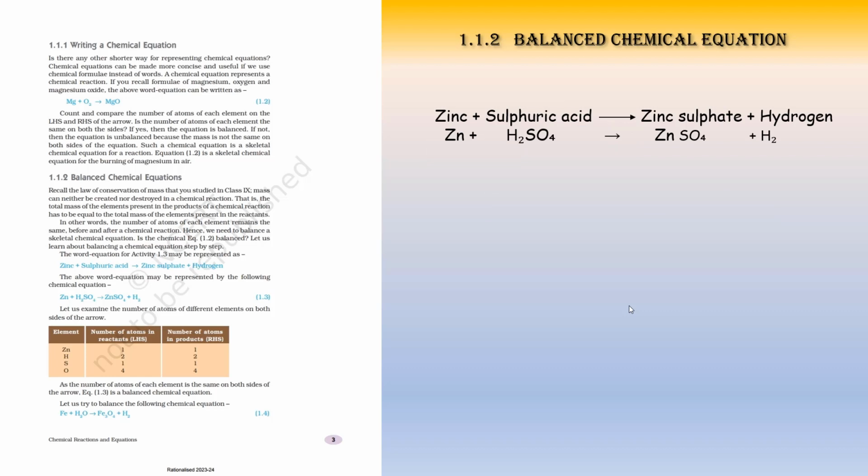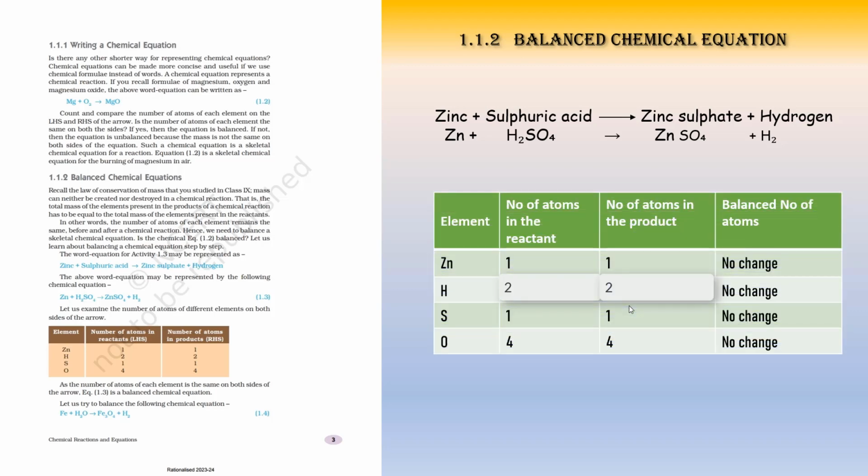Now let's see another chemical equation that is given in your textbook. Zinc plus sulfuric acid forms zinc sulfate plus hydrogen. Here the equation is already written. We need to check the number of atoms for the reactants and the products. So let's see the box. The number of atoms for zinc in the reactants is 1.